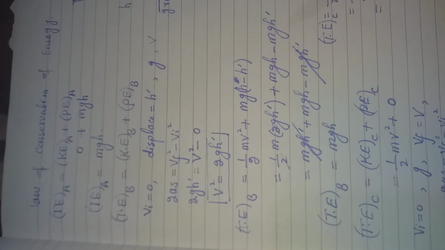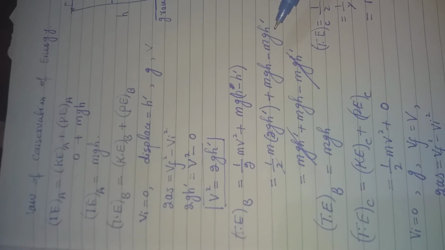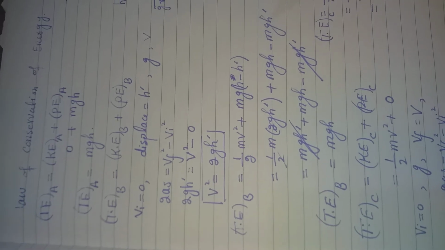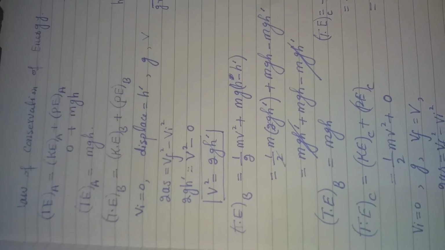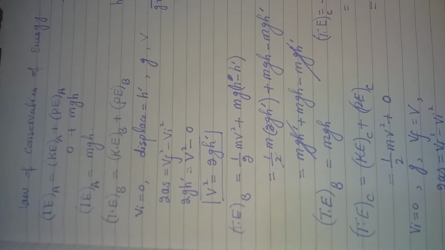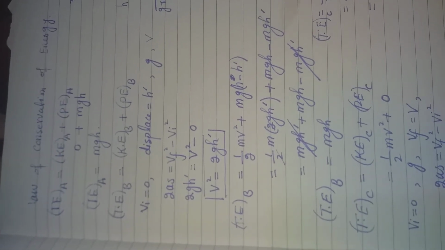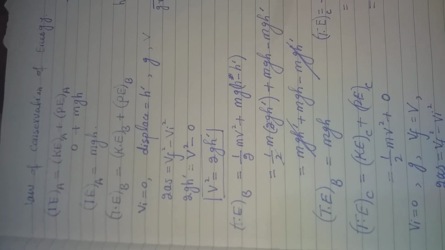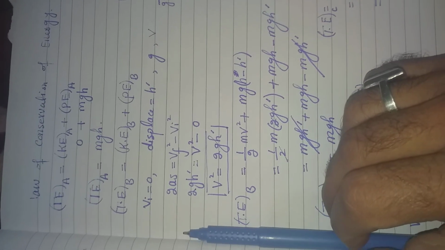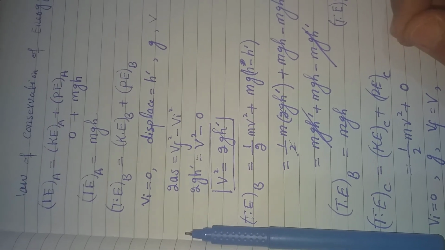So it is mathematically verified, according to this derivation, that energy can neither be created nor destroyed, but can be converted from one form to another, while the total energy remains constant at any point. I took three points A, B and C, and derived that the total energy at each point is equal to mgh. So this was the law of conservation of energy according to derivation and verification of an object. That's all.